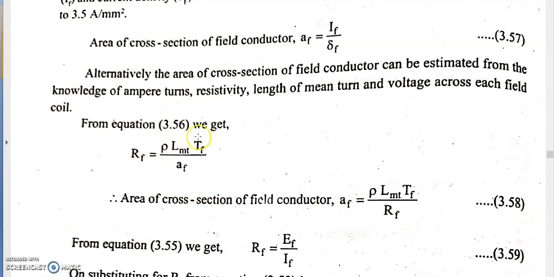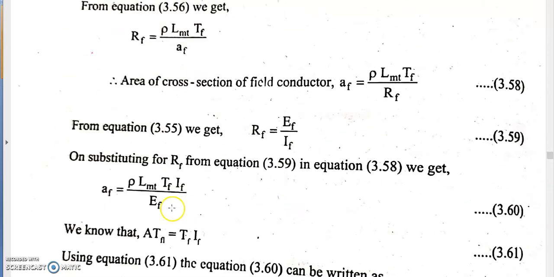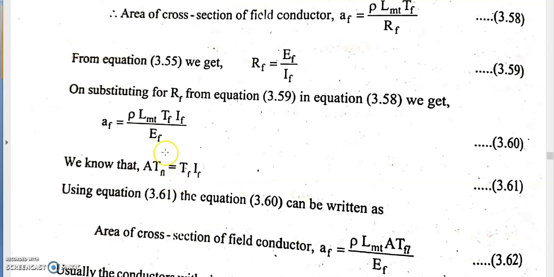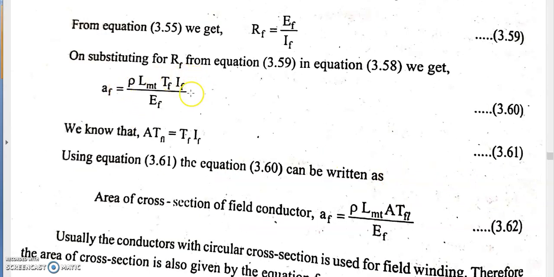The area of cross section of the conductor from this equation: we are taking this RF to the denominator and AF to the left hand side. So AF is rho LMT TF by RF. RF we already know is EF by IF, so we are substituting EF by IF. IF and TF is the ampere turns of the field coil, where TF is the field turn and IF is the field coil current. So it is ampere turn, the MMF, ampere turn at full load condition. So ATFL is TF into IF. Substituting ATFL here, replacing this TF IF, the area of cross section of the conductor is rho LMT ATFL by EF.